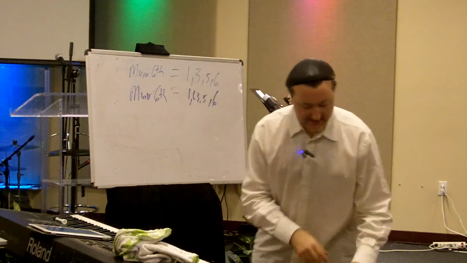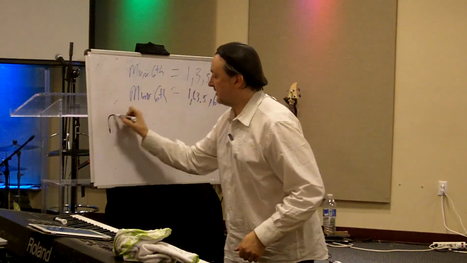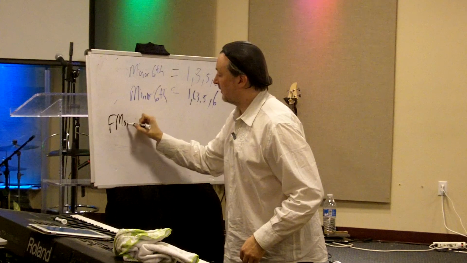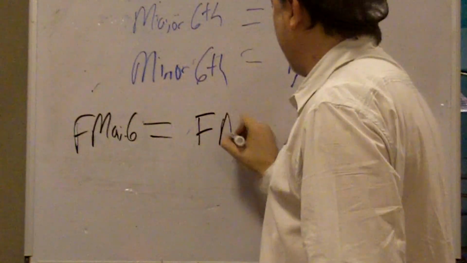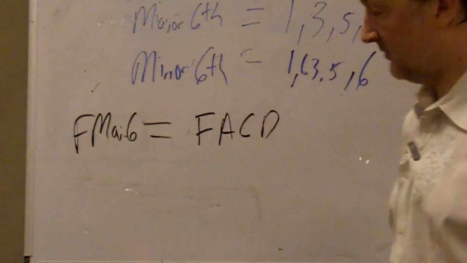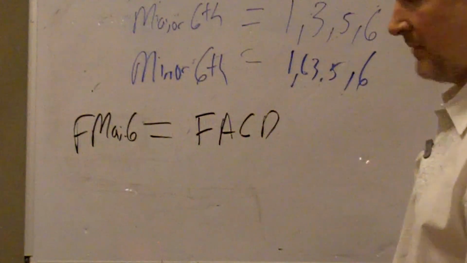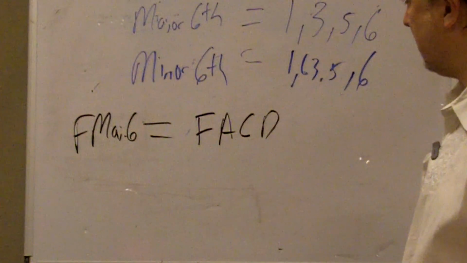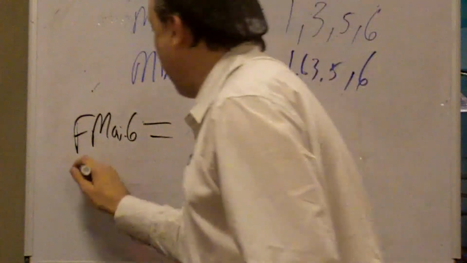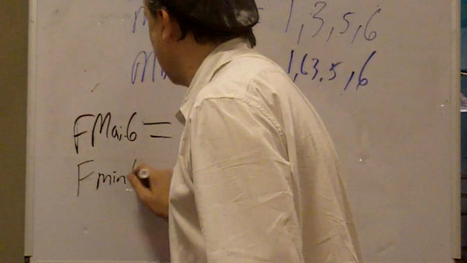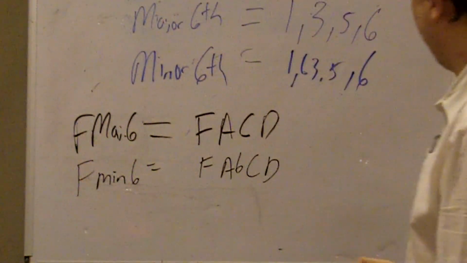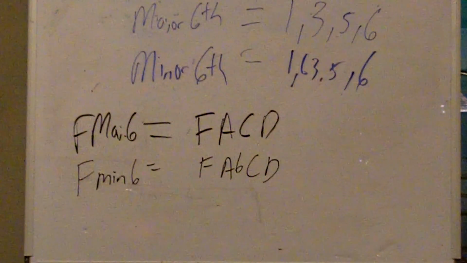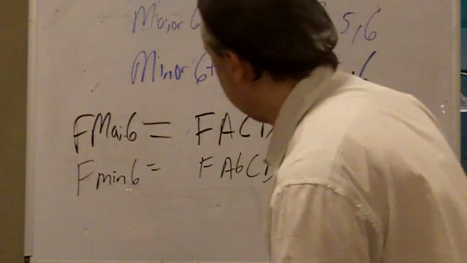So, if we look at that in the key of F, major 6th, that chord would have an F, A, C, and a D in it. Make sense? Easy schmeezy. An F minor 6th, fairly close. Has a minor triad.